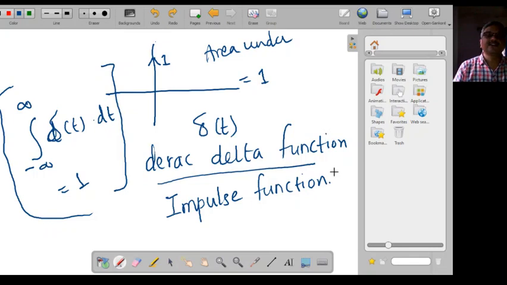In the next class we'll discuss the various operations on these signals, and we'll study the different properties as well.